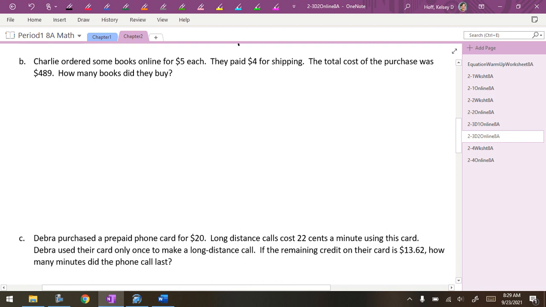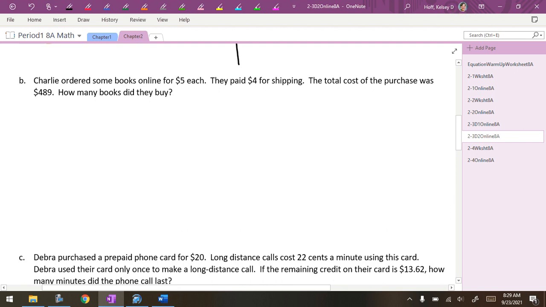All right, let's look at B. Charlie ordered books online for $5 each. They paid $4 for shipping. The total cost of the purchase was $489. How many books did they buy?